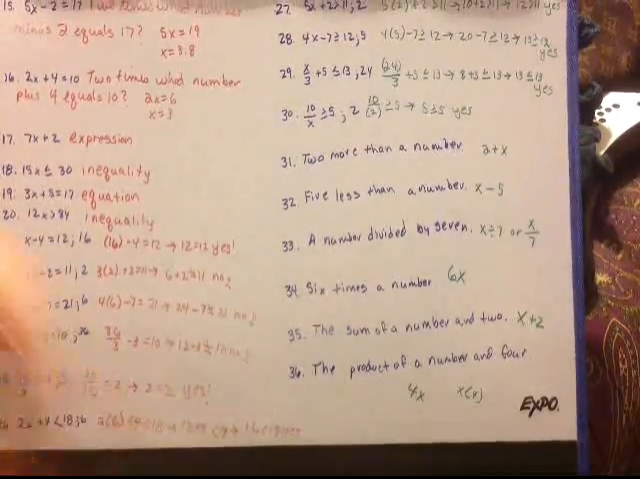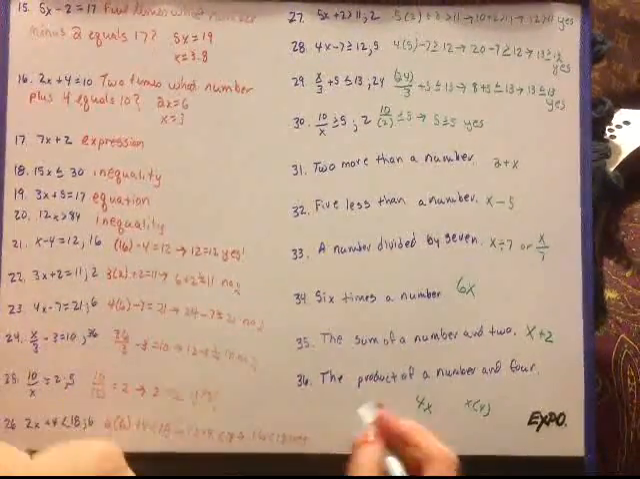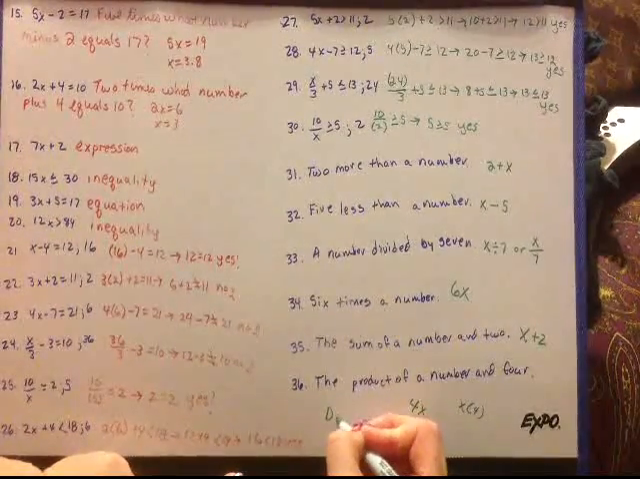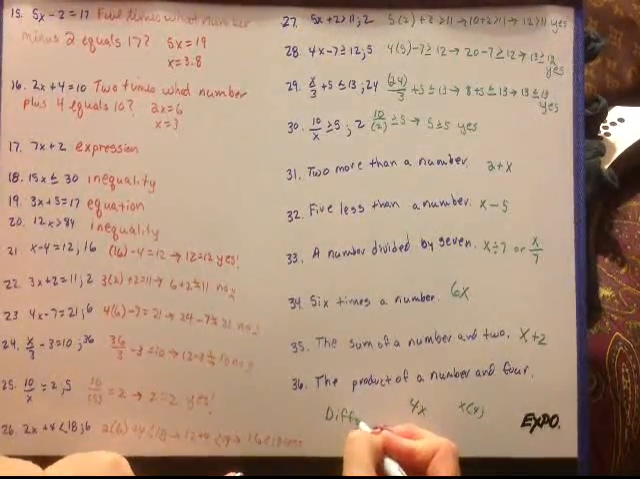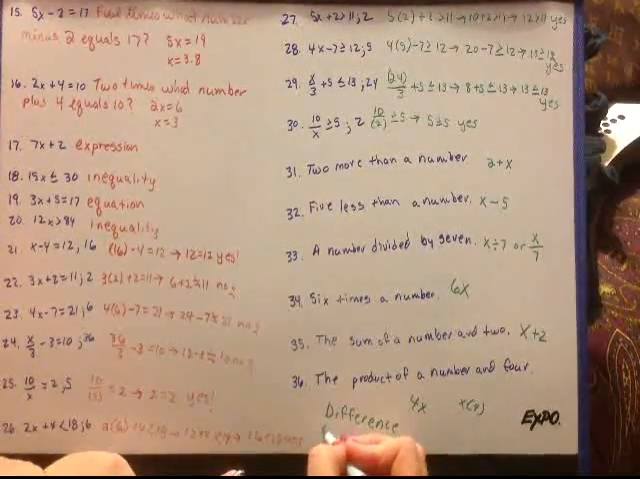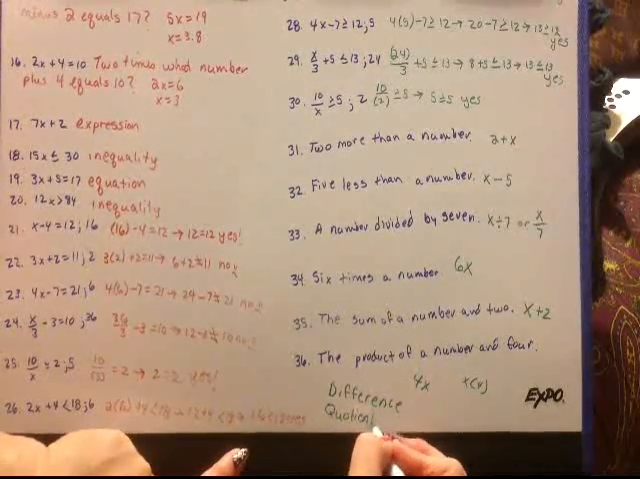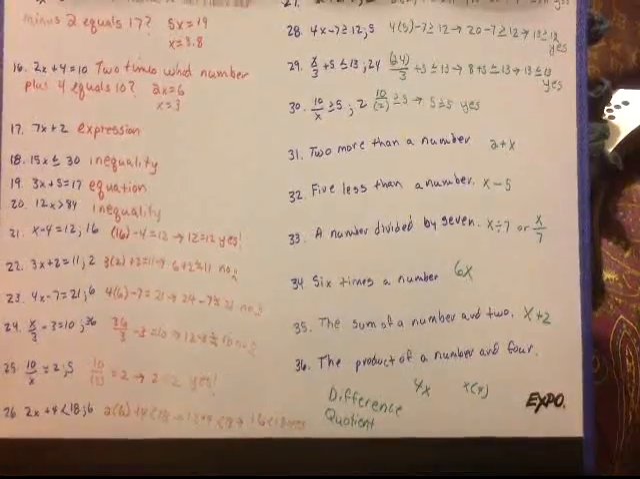The other 2 words that you need to know besides sum and product is you need to know that difference is your answer from subtraction, and quotient is your answer from division.